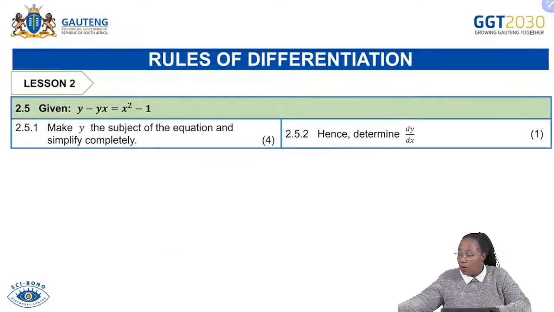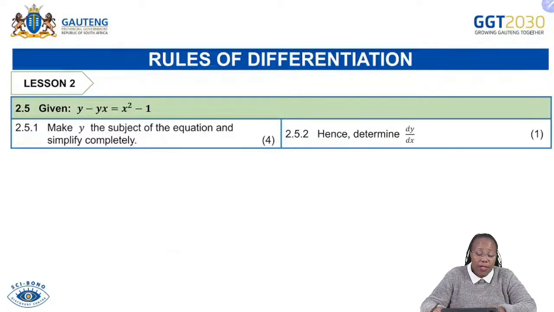And then now we are increasing the level, grade 12. We are given that y minus yx is equal to x squared minus 1. They say make y the subject of the formula of the equation and simplify completely. So now we are taking our equation. We want to make y the subject of the formula, but y appears here and there. That means now we need to take y as a common factor on the left. Then if you take it out, it will be left with 1 minus x then.